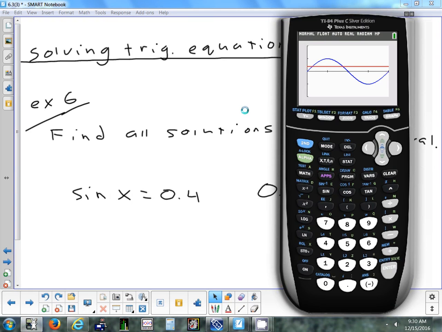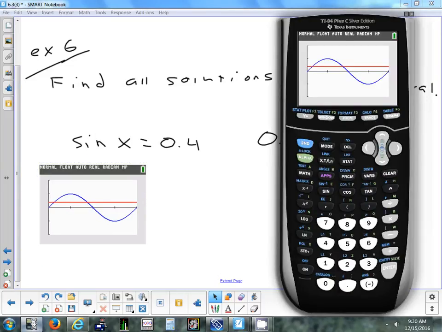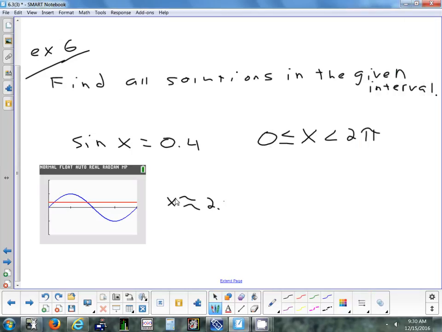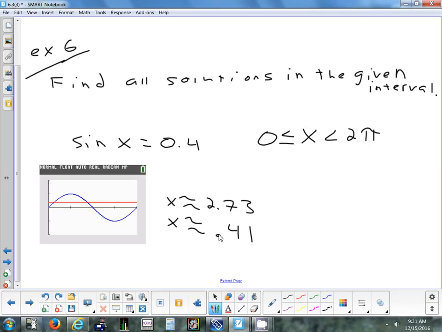Now, how do I get both of those answers? Yeah, you got to do an intersect, and you got to do it twice. Second calc intersect. I'll do the one to the right. We get 2.73. And does anybody have the other one? No. So second calc intersect again. This time I have to move closer to the other one. Just as always, the guess has to be closer to the one you want. 0.41. And there's your two answers.